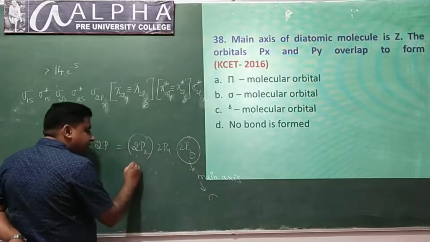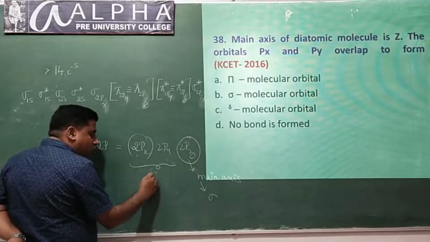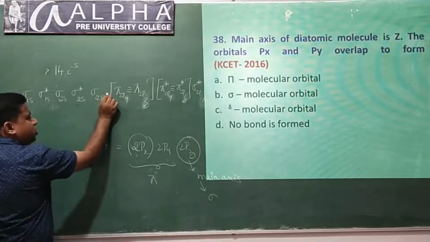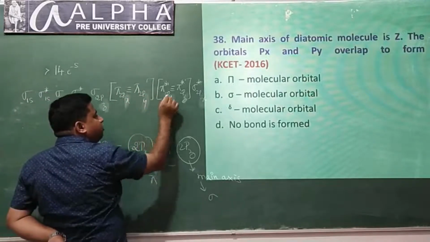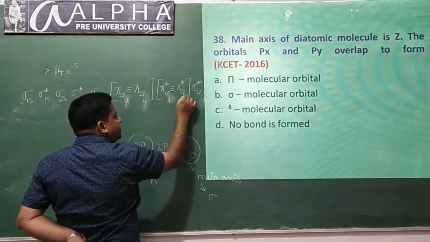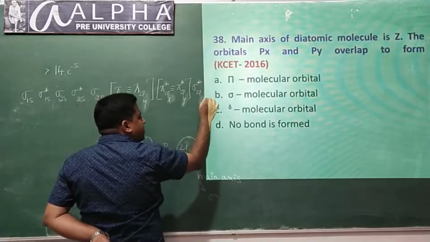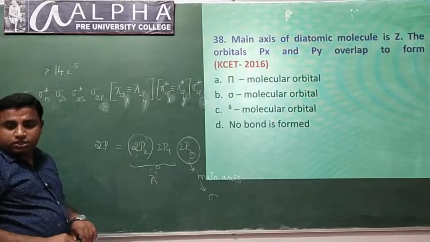Sigma bond, and these two are going to form pi bond. Therefore the electronic configuration is going to be sigma 2pz, pi 2px, pi 2py, pi star 2px, pi star 2py, and sigma star 2pz. So now can you answer this question?